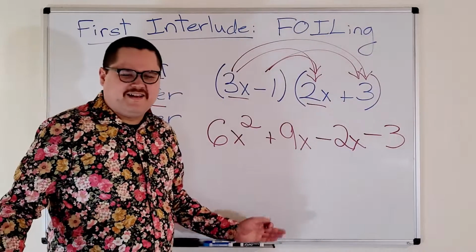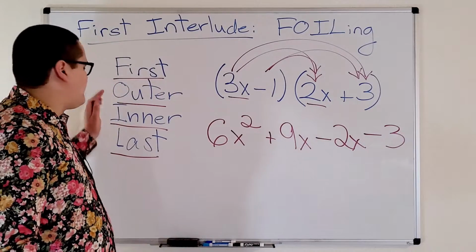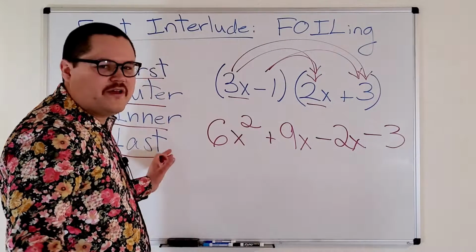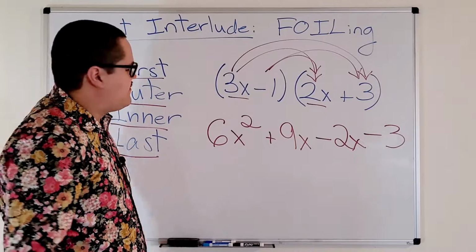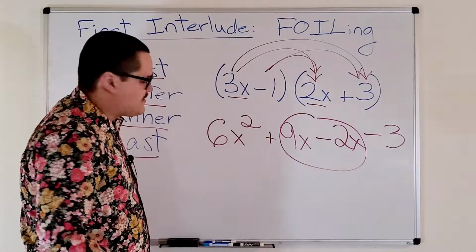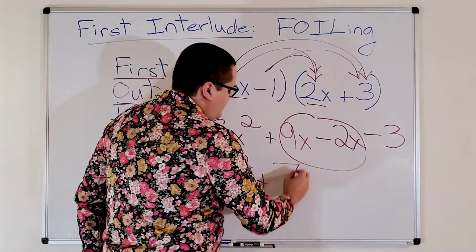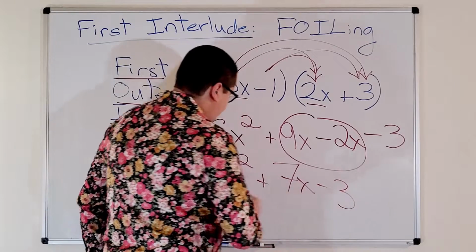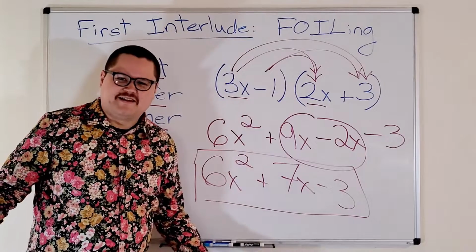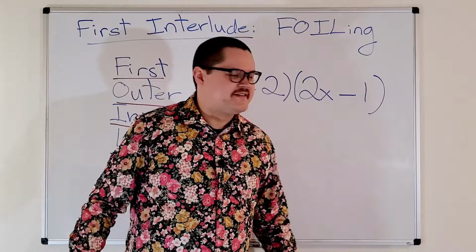Are we done yet? Not quite. We have 2 like terms coming from the O and the I, the outer and the inner. And we can combine or simplify those. So 9x minus 2x is 7x. So this simplifies to 6x squared plus 7x minus 3. Makes sense? All right, let's do another one for more practice.